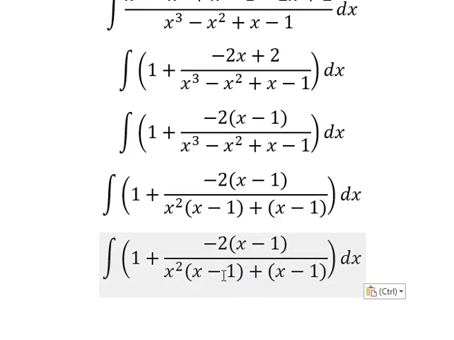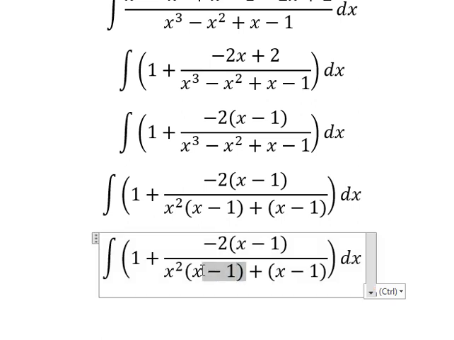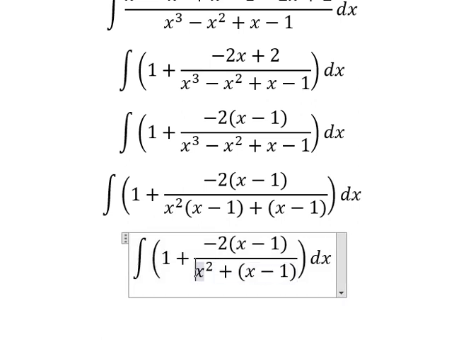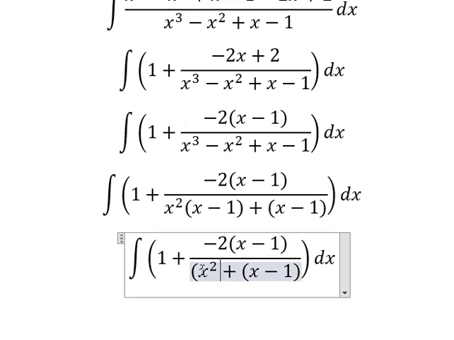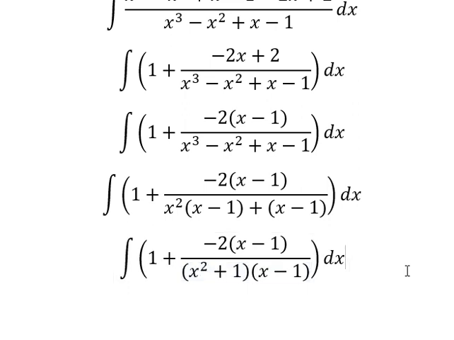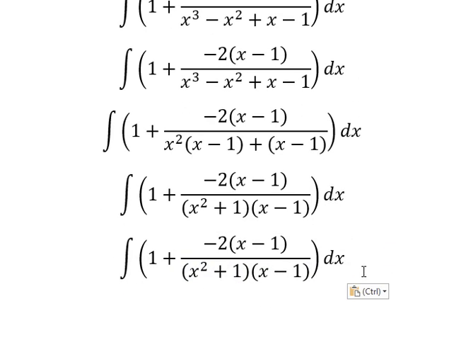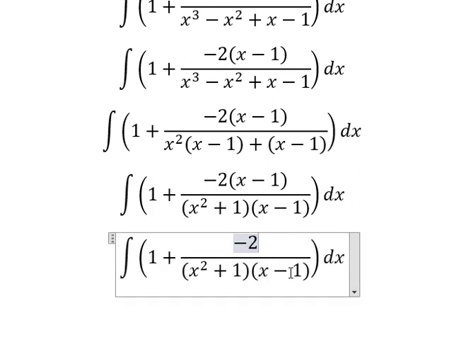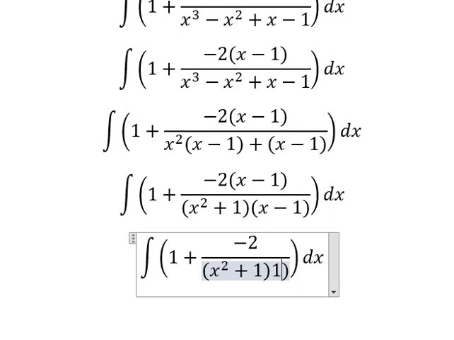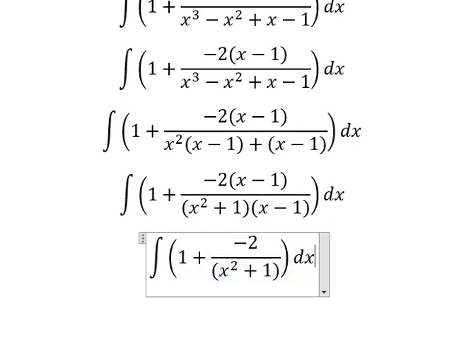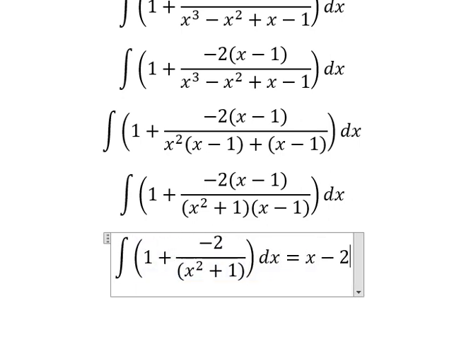Now s minus 1, we can do another factorization. So s minus 1 divided by s minus 1. And now we have the final answer.